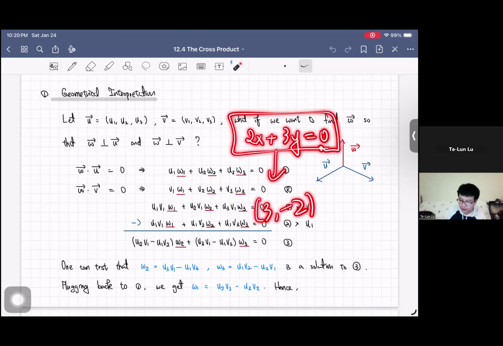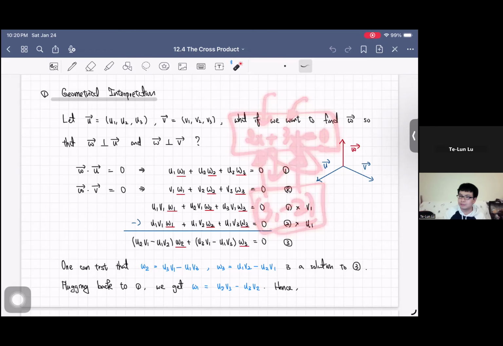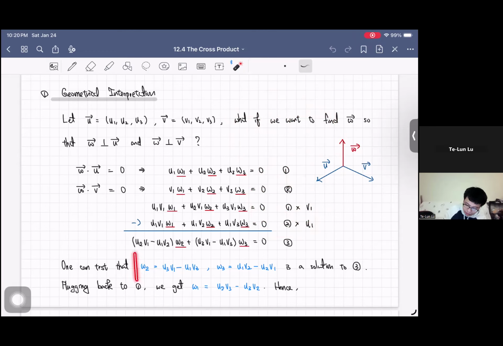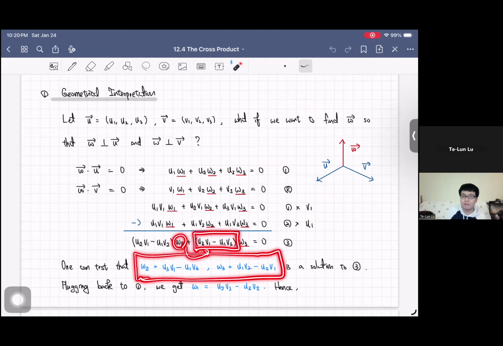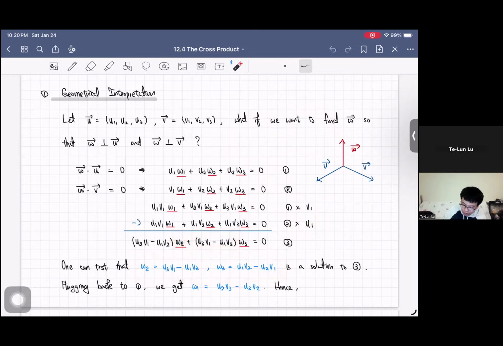3 and minus 2, right? When x is 3, then y will be minus 2. So you can always choose the first number to be the coefficient of the second number, and the second number to be the minus of the coefficient of the first number, minus 2. So I claim here that W2 and W3 can be solved by the coefficients here: W2 is U3V1 minus U1V3, and W3 can be the negative of this, which is U1V2 minus U2V1.